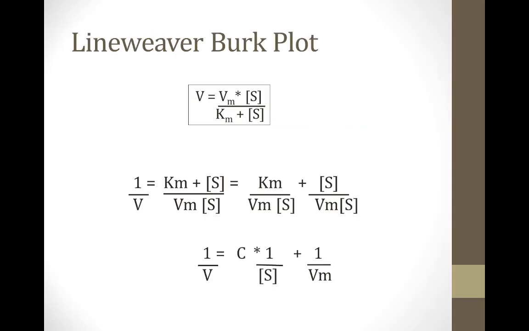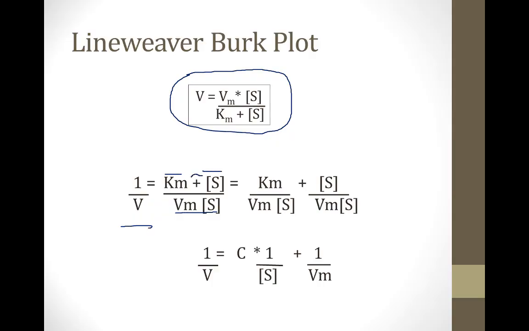So in order to understand a Lineweaver-Burk plot, let's review the Michaelis-Menten equation, and I've drawn it for you right here. And now what I want you to do is imagine that we flip it upside down. So instead of V on the left side of the equation, we have 1 over V. That would mean that on the right side of the equation, we would have Vmax times S on the bottom and Km plus S on the top.